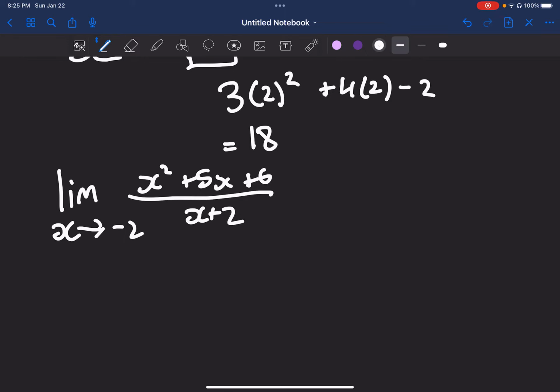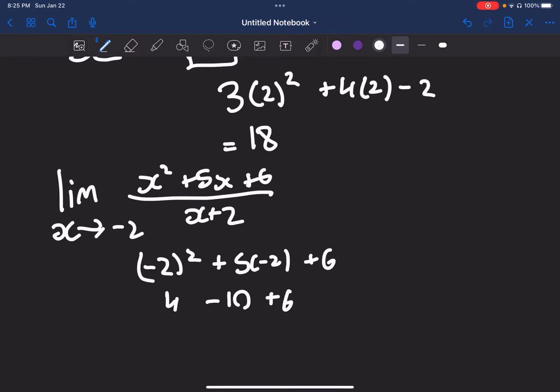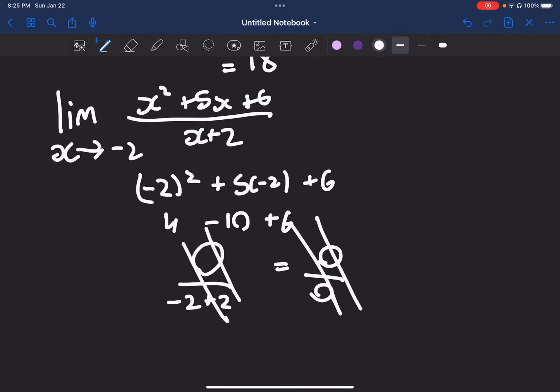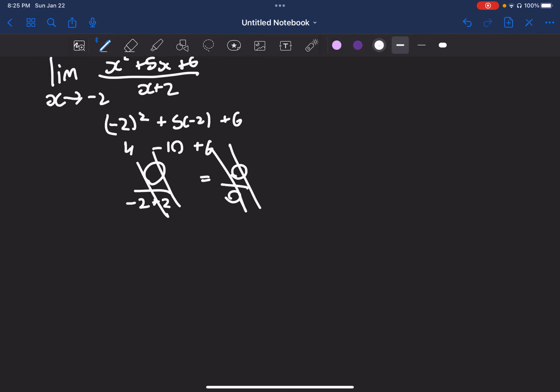Now, if we plugged in x equals minus 2, we'd have minus 2 squared plus 5 times minus 2 plus 6. So this is 4 minus 10 plus 6. If you evaluate just the numerator alone, you'd realize that the numerator is equal to 0. And the denominator is minus 2 plus 2, which is equal to 0. So 0 over 0. Now, this is not allowed. You can't do this for a limit. This represents something else, and it's just not determinable. So what can we do now?